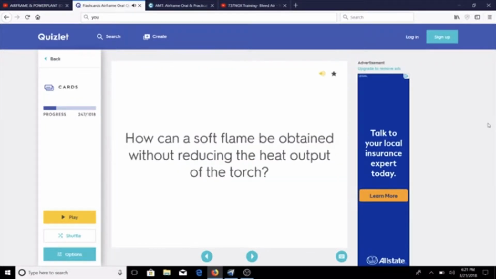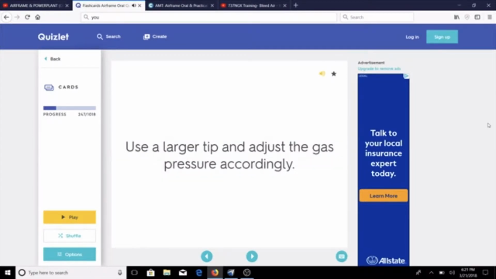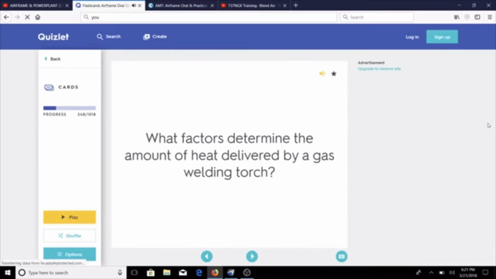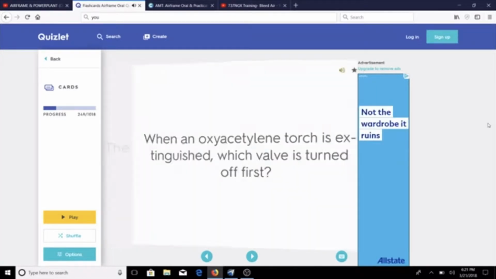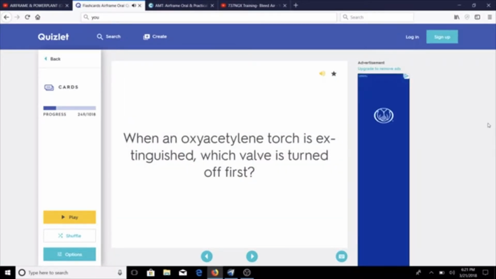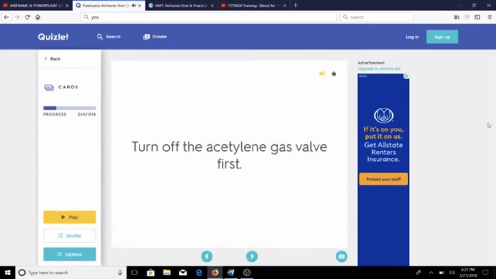How can a soft flame be attained without reducing the heat output of the torch? Use a larger tip and adjust the gas pressure accordingly. What factors determine the amount of heat delivered by a gas welding torch? The size of the torch tip and the gas pressure. When an oxyacetylene torch is extinguished, which valve is turned off first? Turn off the acetylene gas valve first.